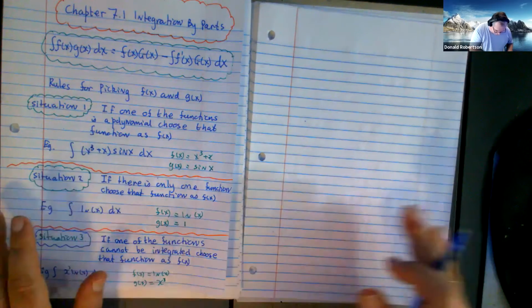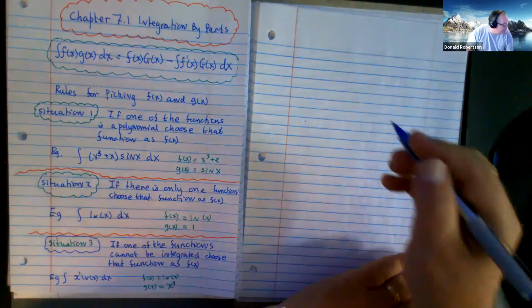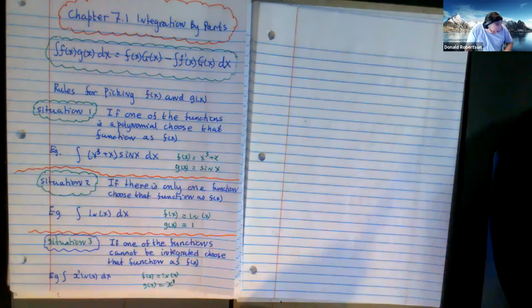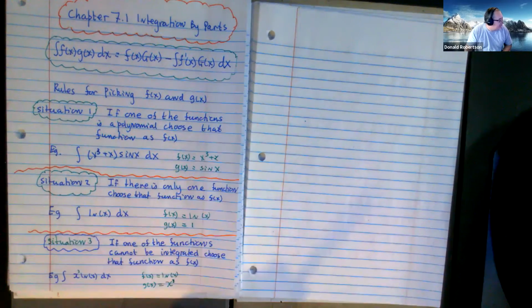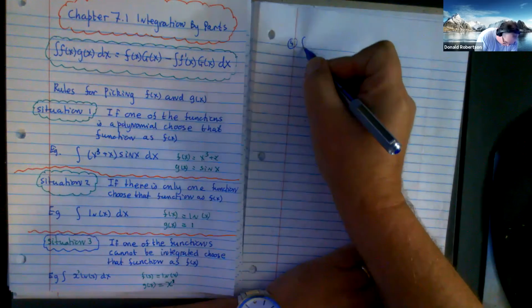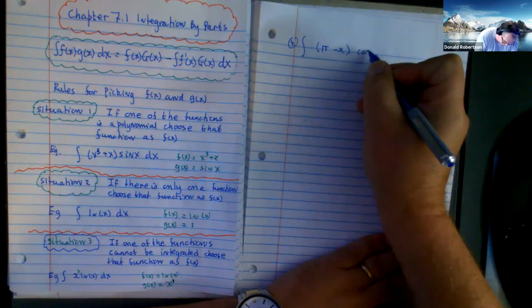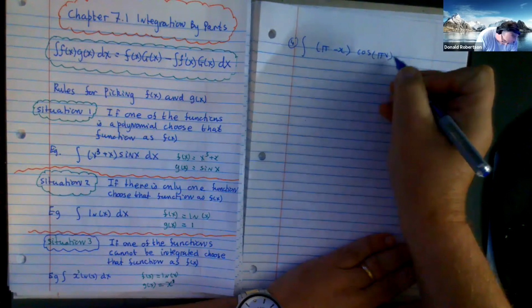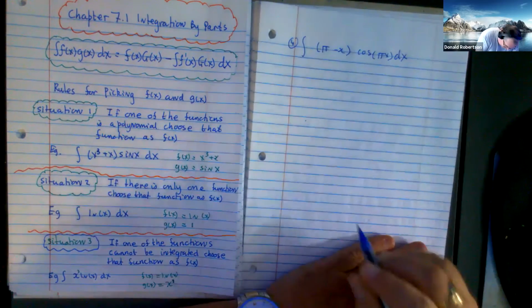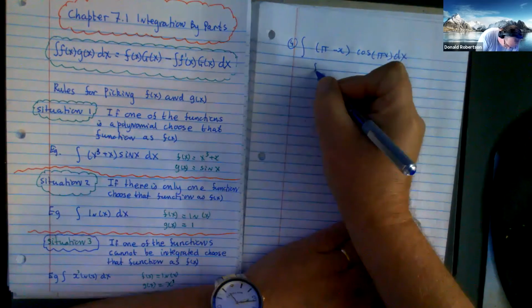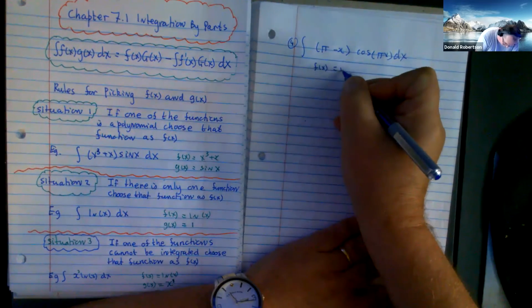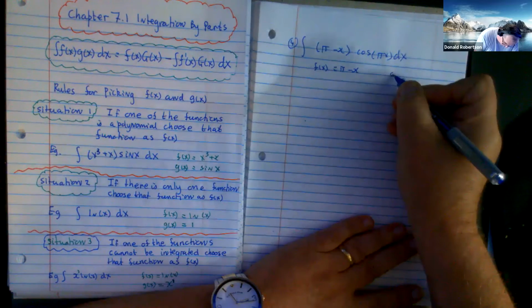Let's do one more of those, and then I'll do something for situation 2. So I'm going to do another one from situation 1. I just need to find it. Yeah, why not? This one will do. So pi take away x, cosine of pi x dx. Now, it's situation one, so I'm going to just pick the polynomial as f, and whatever's left is the g.